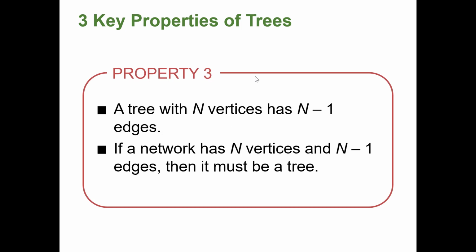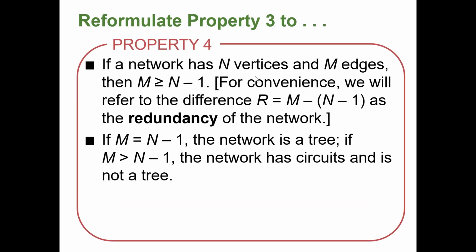A tree with n vertices has n minus 1 edges. If a network has n vertices and n minus 1 edges, then it must be a tree. And reformulate property 3 to property 4: if a network has n vertices and m edges, then m is greater than or equal to n minus 1.